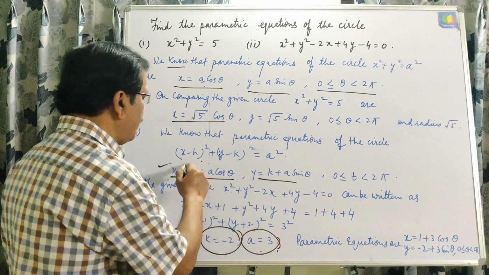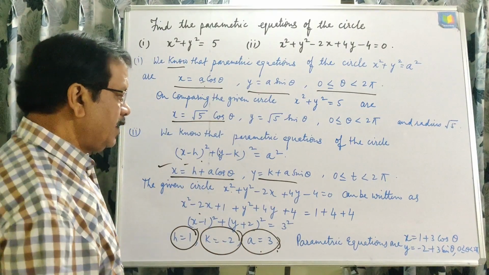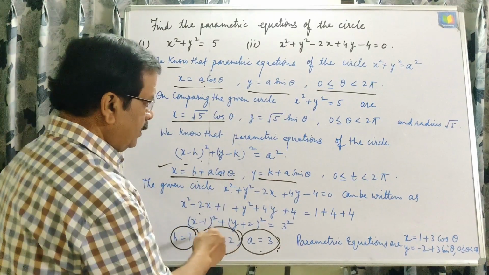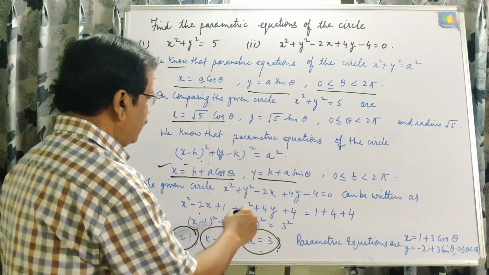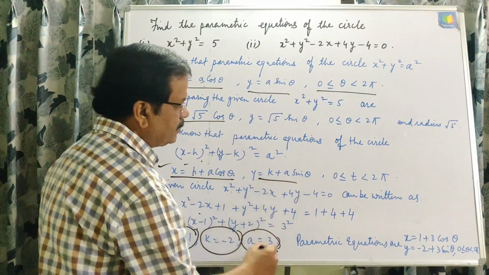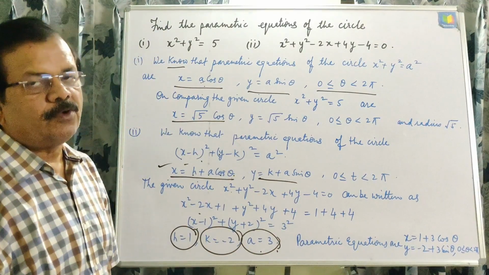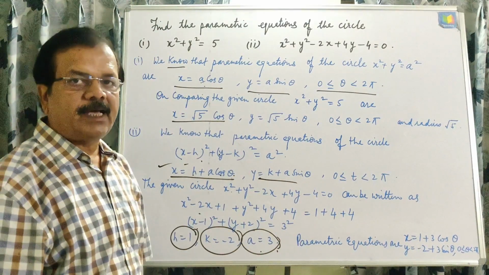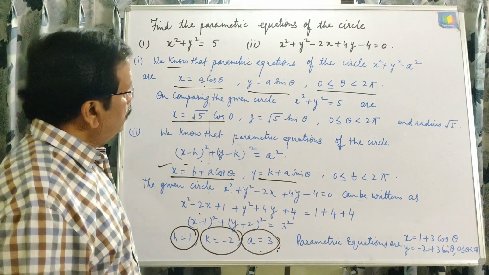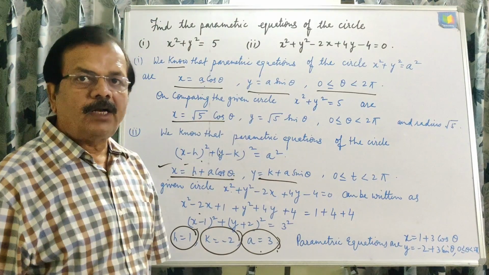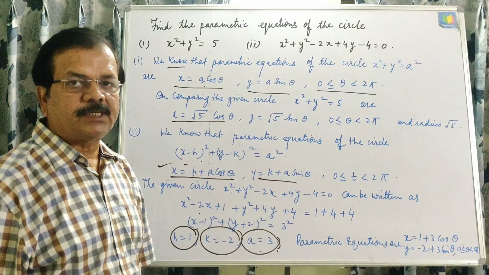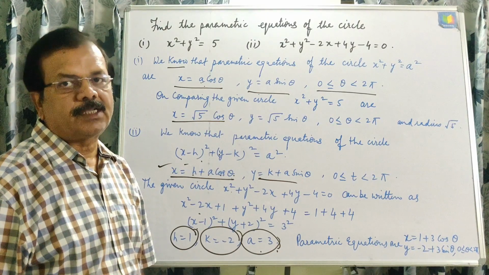Putting these values in the parametric equation, we are getting x is equal to h plus a cos theta, that is 1 plus 3 cos theta, and y is equal to k plus a sin theta, that is minus 2 plus 3 sin theta, where 0 less or equal to theta less than 2 pi. And this is all about your questions related to all types of equations of circle. Now we are going to discuss the questions related to tangents to the circle.